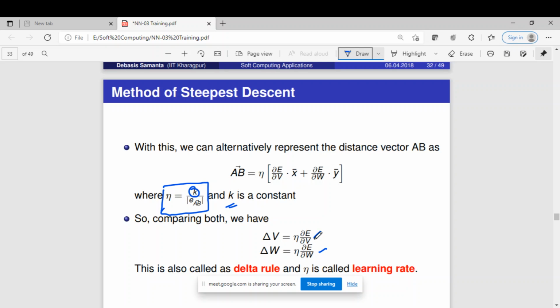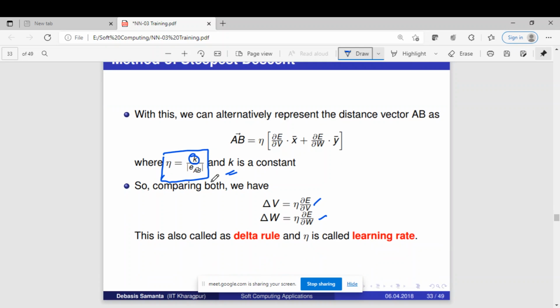and del w is nothing but eta into differentiating error with respect to w. Okay, so this is also called the delta rule. Whatever we have derived here is called the delta rule. Here this eta is called the learning rate. We have discussed that in several places previously.